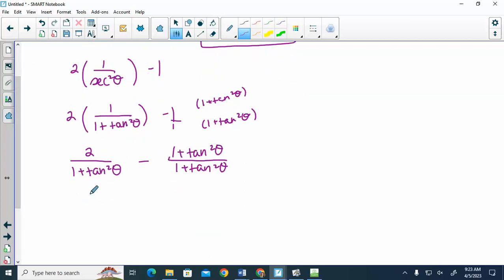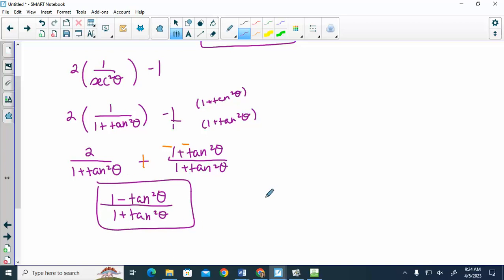All right. What would you do with this negative? So that's a negative 1 and a negative tangent. So then when you put them together into one fraction, 2 plus negative 1 is 1 minus tangent squared theta over 1 plus tangent squared theta. And we got there.